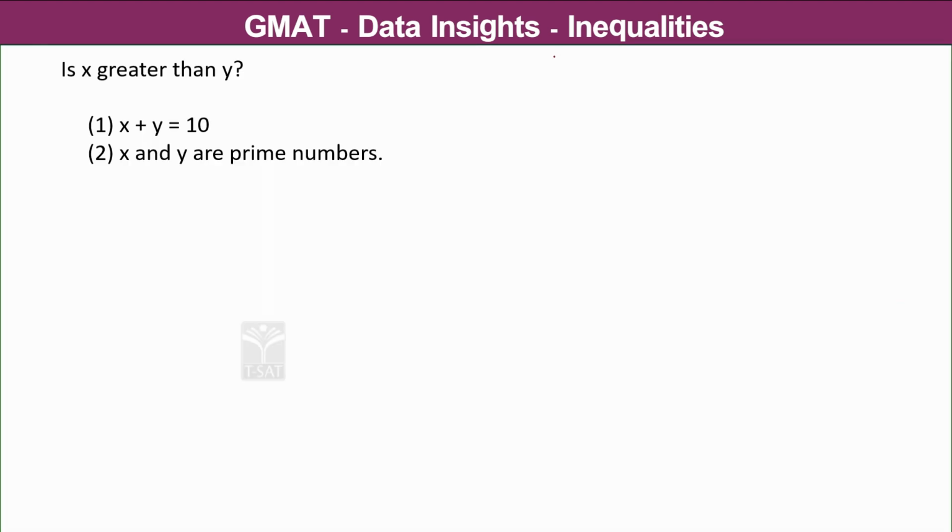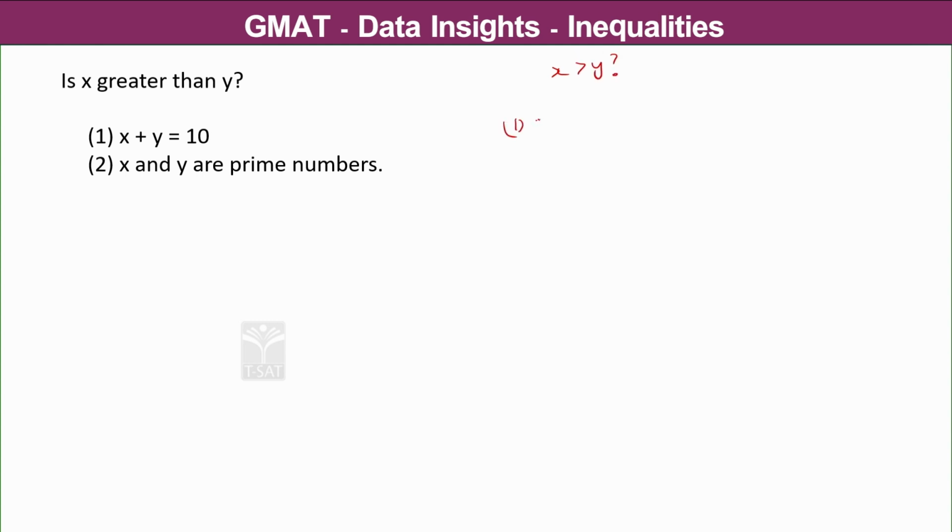Is x greater than y? The question is asking, is x greater than y? Statement 1 is telling us that x plus y is equal to 10. So we don't know what x and y are. X and y can be 2 and 8, 3 and 7, 5 and 5. They can be equal or either can be greater. We cannot comment on which one is greater by the given sum that is equal to 10. Therefore, this is not sufficient information.